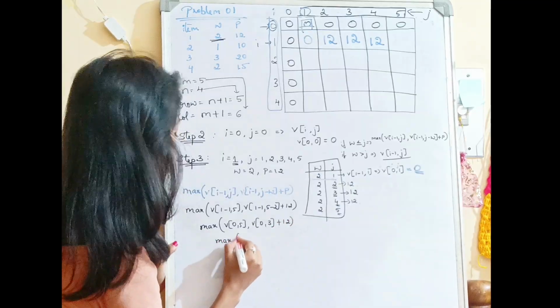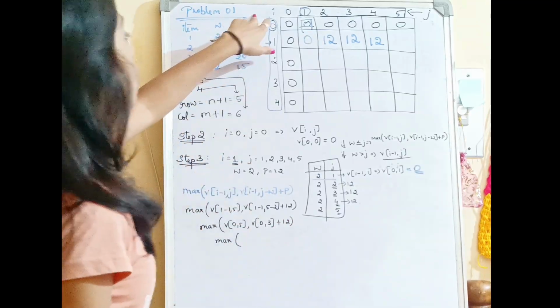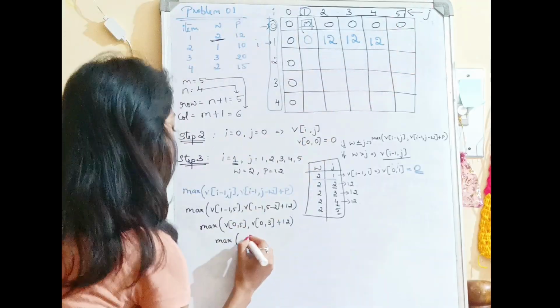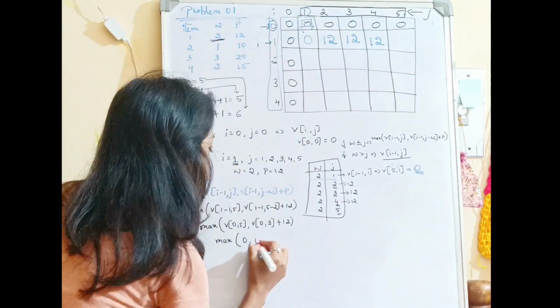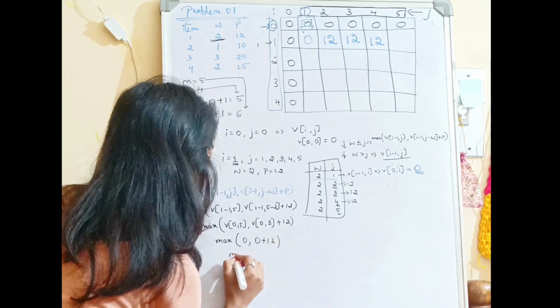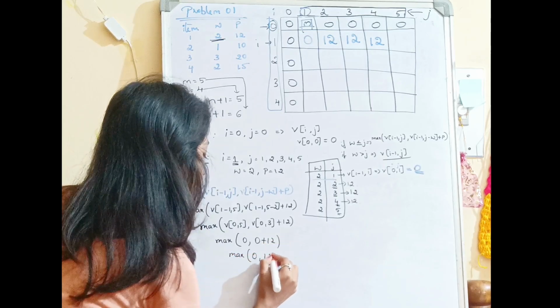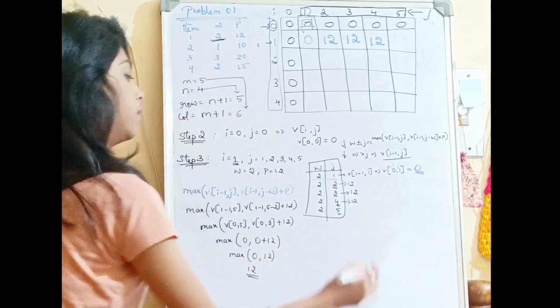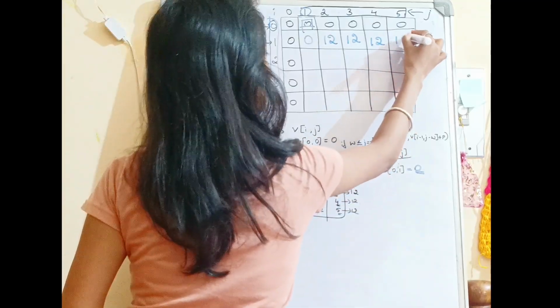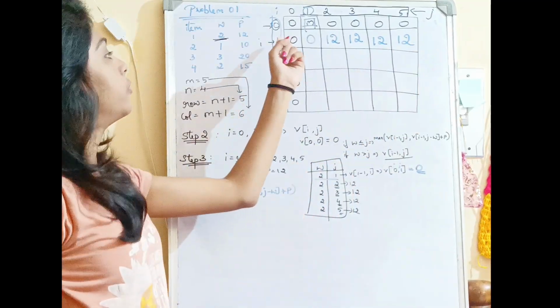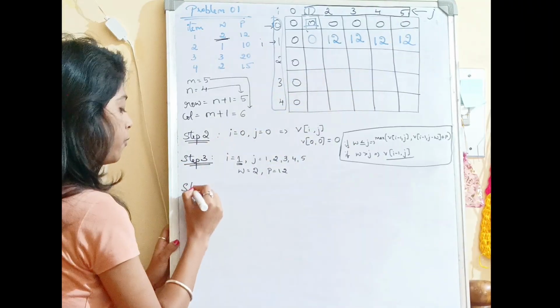So max of, what do we have in 0 and 5? 0, comma 5 is 0. 0, comma 3 is 0. 0 plus 12. So max of 0, comma 12 is 12. So the answer is 12 for this. So we have filled the first row. Clear? So step 4.